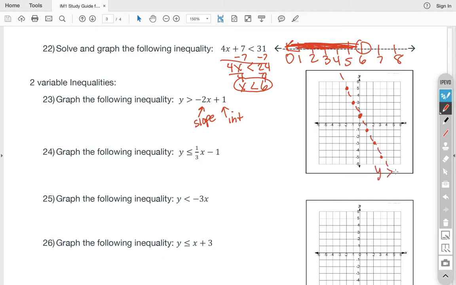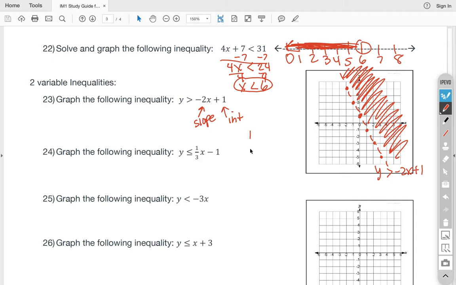This is y is greater than negative 2x plus 1. Now greater than are all the numbers on the y-axis above it. So all over here. But not equal to, so we have a dotted line. That's that one.